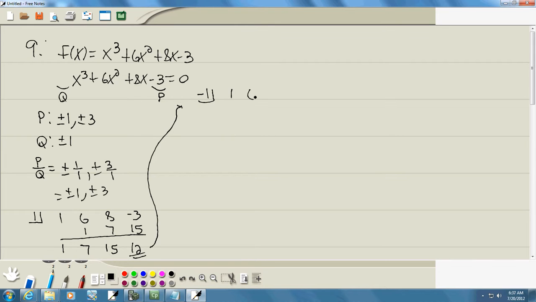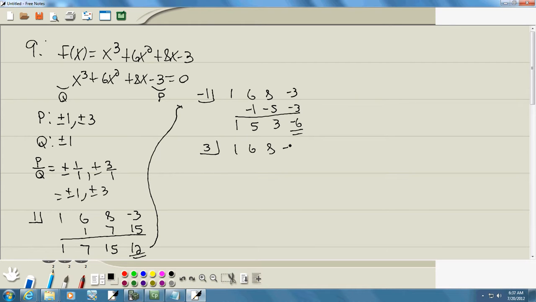And we'll plug it into synthetic division. So I'll go through: add, 1 plus nothing is 1, multiply. You always multiply by the number in the box, by the number you just put down there. Negative 1 times 1 is negative 1. Add, 6 minus 1, 5. Negative 1 times 5, negative 5. Add, 8 minus 5 is 3. Multiply, negative 1 times 3 is negative 3. And add, negative 3 gives us negative 6. Yet again, we don't have a 0. So we go on to our next possible answer, 3.